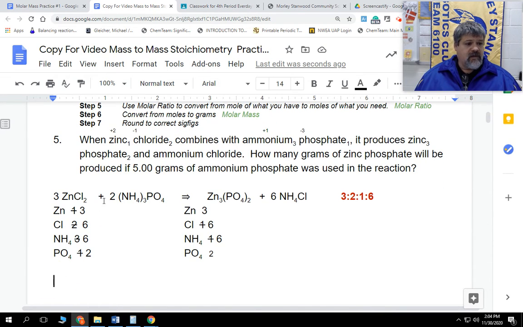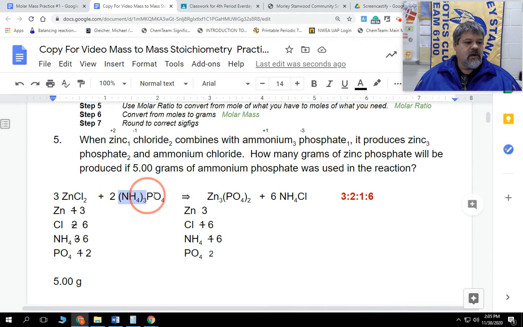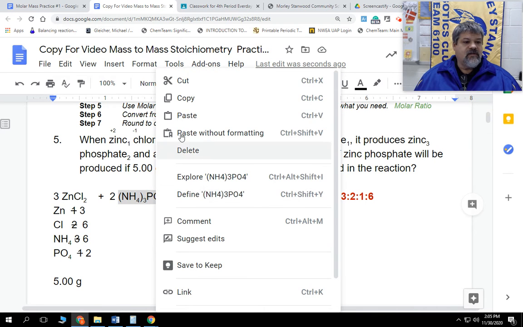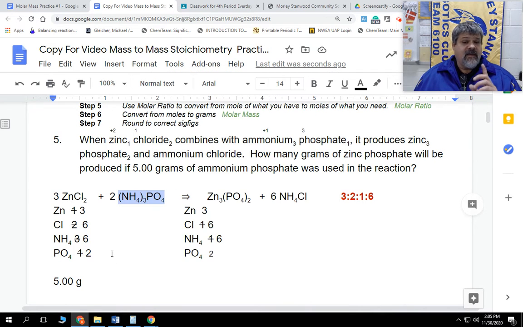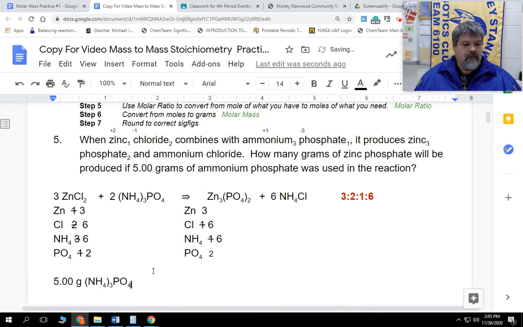So let's go ahead and go down here and start with what we have. So we're going to start with 5.00, and that's going to be grams of ammonium phosphate. Now, here's ammonium phosphate. And I'm going to copy that. I'm going to make sure I get the whole thing. The reason I'm going to copy is because I think it's a little bit easier to do this. So we're just going to paste that down there than having to type it all out.